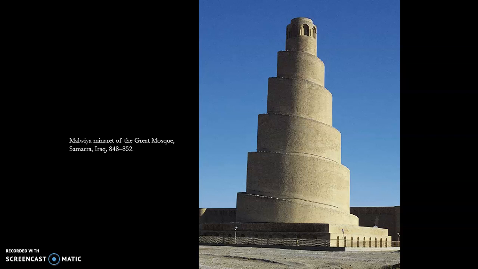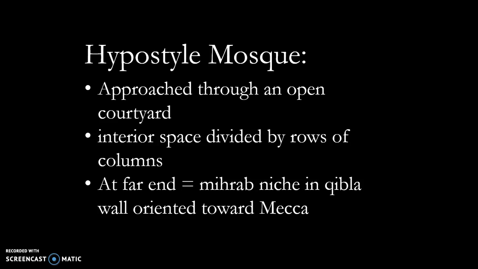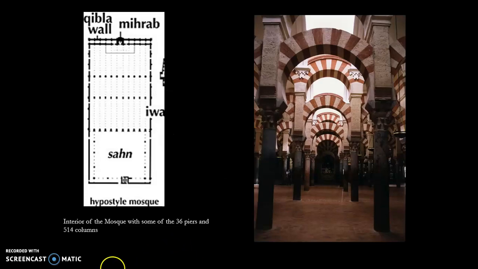It is a minaret. The characteristic elements of mosques developed during the Umayyad period. So the earliest mosque plans were the pillared hypostyle halls, such as the Great Mosque at Cordoba, Spain. You approach through a courtyard into a pillared space. The interior is divided into rows by all these columns, so it looks like a forest of columns.